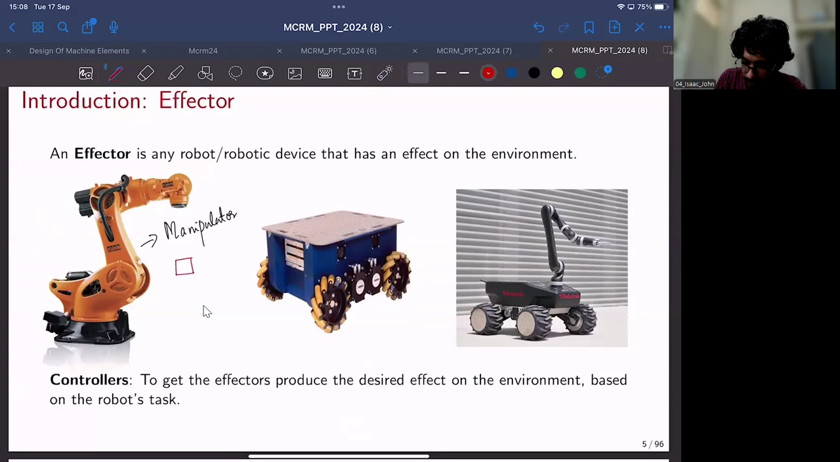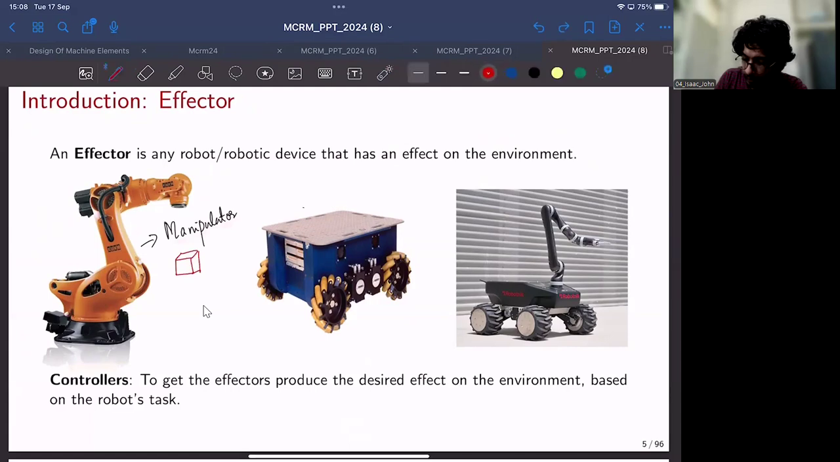So if there is an obstacle or an object within the robot's workspace, the effect on the environment would be the manipulation of this object, maybe to pick this object and place it somewhere else within the workspace, or pick it and reorient it in some other workspace. That is the case for a manipulator.